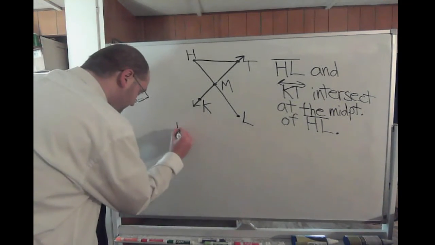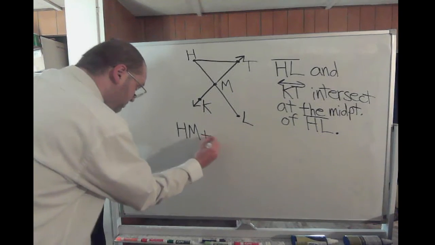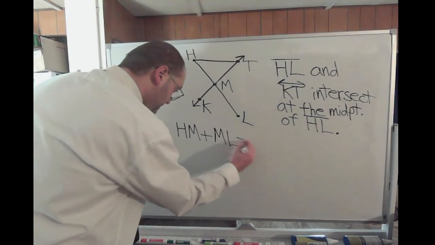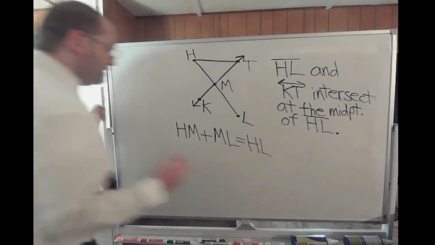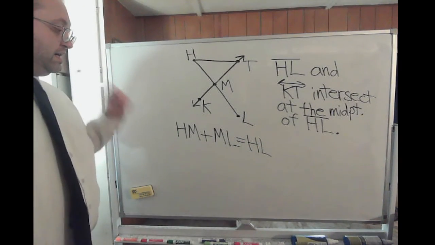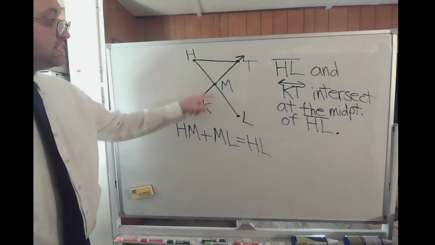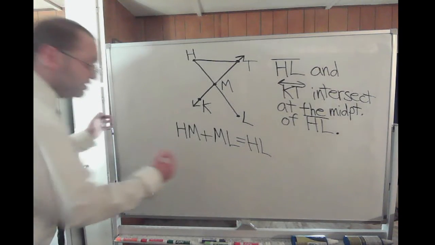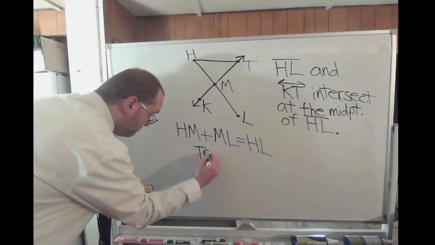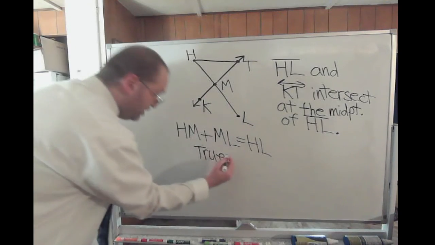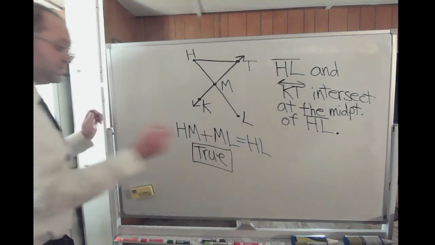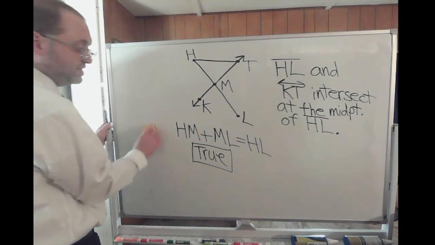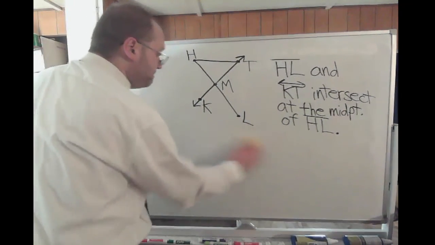4 more. Let's see. HM plus ML equal HL. So let's see. It's saying that length HM plus ML equal HL. Well, this is true by the segment addition postulate. They're both subsegments of the main segment HL, so this is actually a true statement. You just add their lengths together, you'll get the whole length of the entire segment. So that was a true statement.